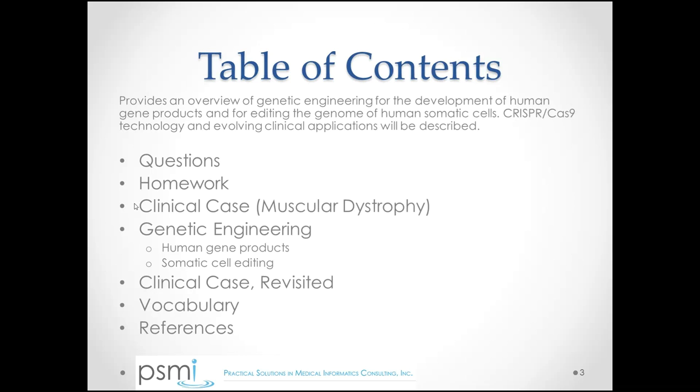So we'll introduce the muscular dystrophy case, then we're going to digress and get into some detail about genetic engineering. In the context of somatic cell editing, we'll delve into CRISPR-Cas9 technology, and we'll talk about some of the evolving clinical applications of CRISPR. Then when we revisit the clinical case towards the end, we'll walk through some of the clinical trials that are going on with muscular dystrophy, and that will include some of the CRISPR work going on in muscular dystrophy.